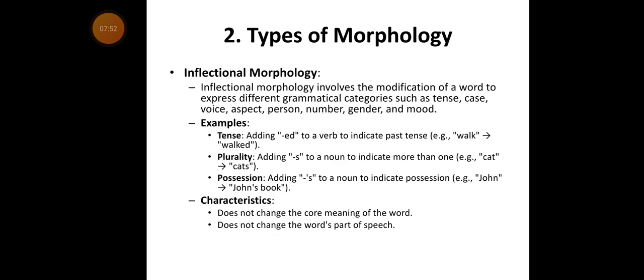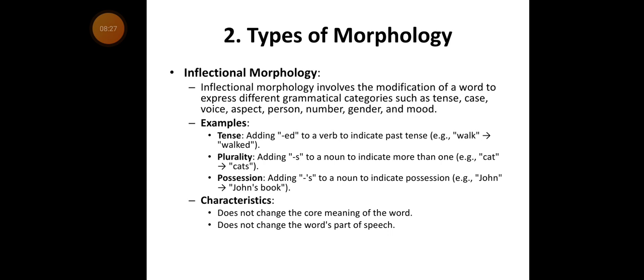When it comes to the types of morphology, first we have inflectional morphology. What is inflectional morphology? Inflectional morphology involves the modification of words to express different grammatical categories such as tense, case, voice, aspect, person, number, gender, and mood. So inflectional morphology, basically, again deals with grammatical categories.